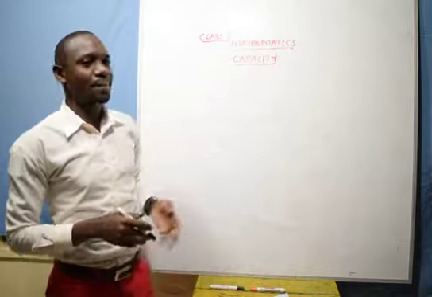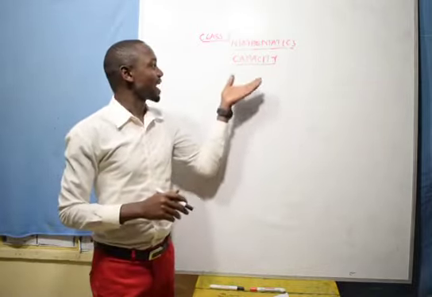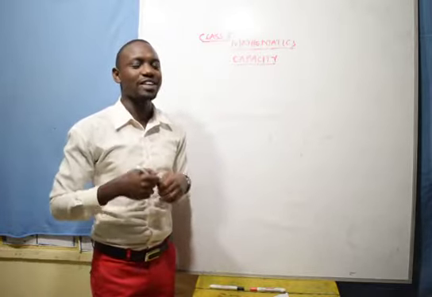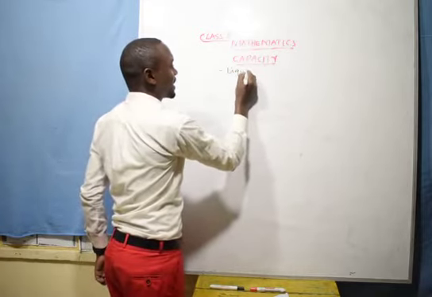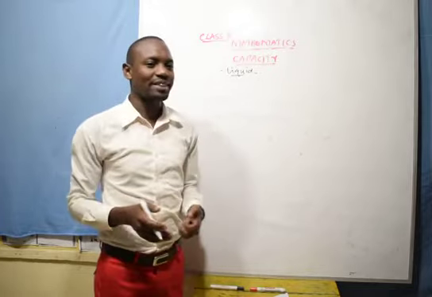Today we are looking at capacity. Volume and capacity are somehow related. Capacity is the amount of liquid that a container or an object can hold. There are different units of capacity.